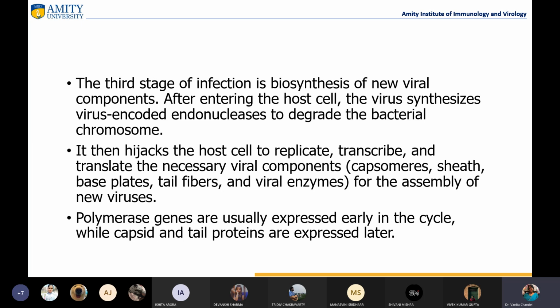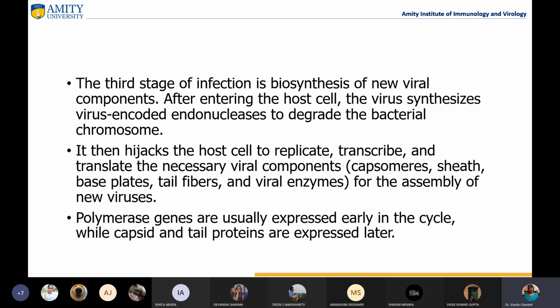So what happens after it is entering the host cell? Now the virus starts its work, right? It synthesizes virus-encoded endonucleases to degrade the bacterial chromosome. Then it hijacks the host cell to replicate, transcribe, and translate the important viral components, capsomeres, tail fibers, or viral enzymes which are required for the assembly of a new virus.